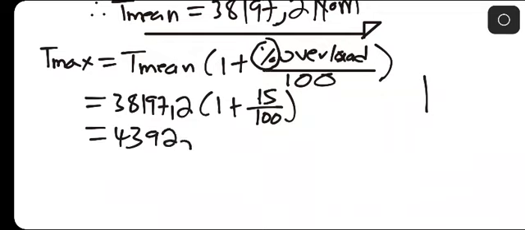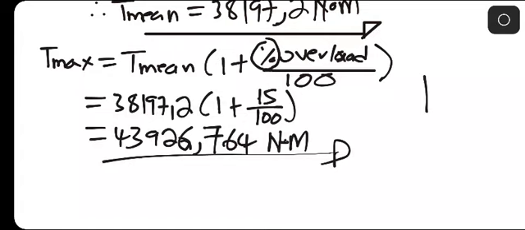You simply get this to be 43926.764 Newton meter. Alright, Newton meter. Then this is what you have there. That is our maximum torque.